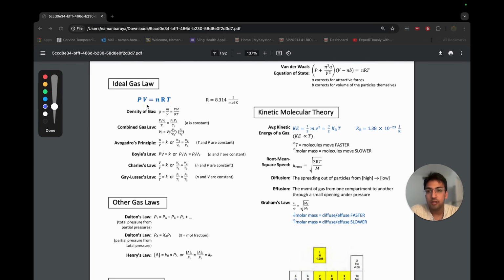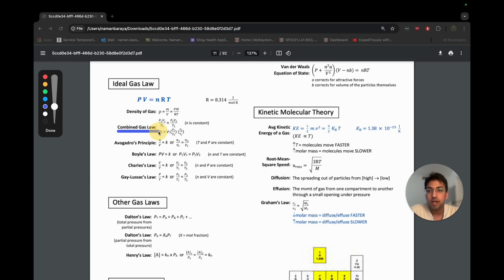Next we have the ideal gas law. This is super high yield. Make sure you know this like the back of your hand. PV equals nRT. R is 8.314 joules per mole K. And then the density of a gas is just PM over RT. That's also very high yield to know. So if somebody gives you the molar mass, the pressure, and the temperature, you should be able to figure out the density of that gas.